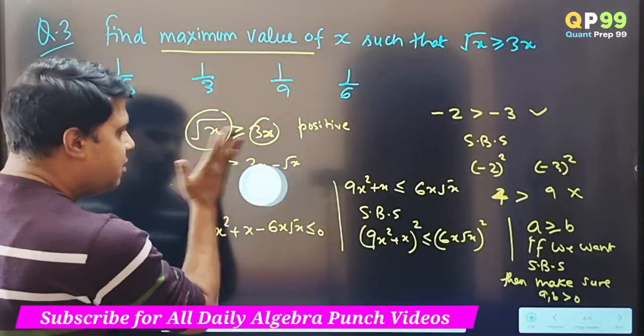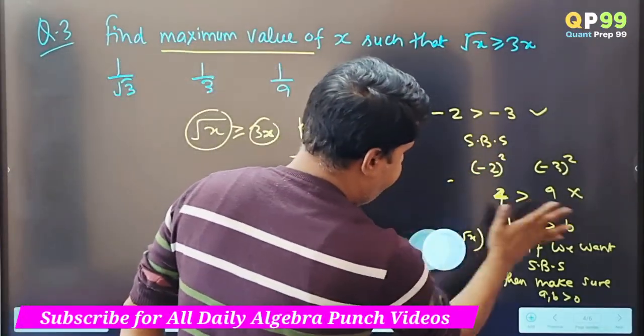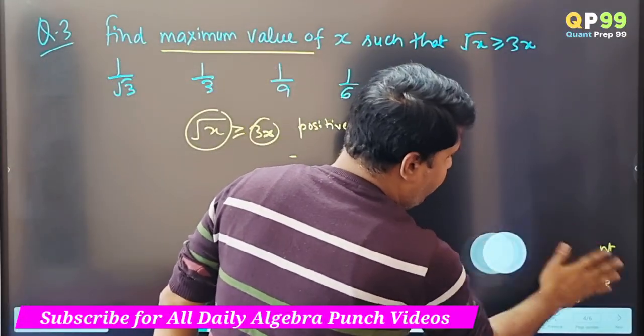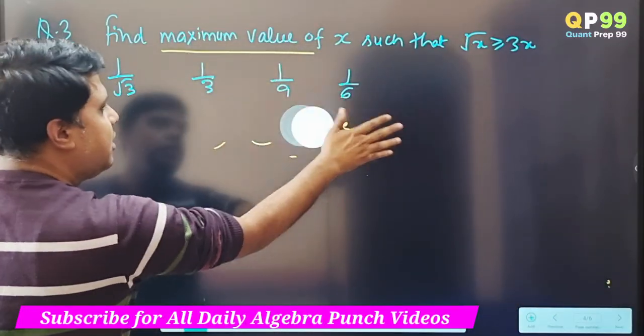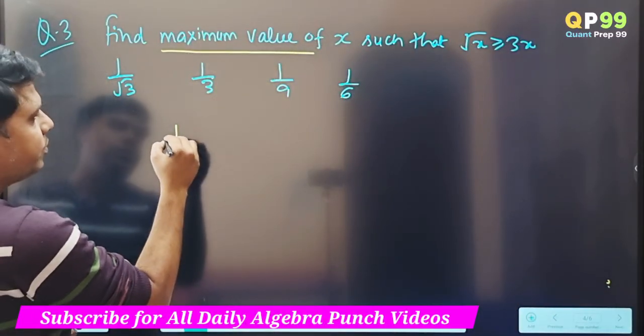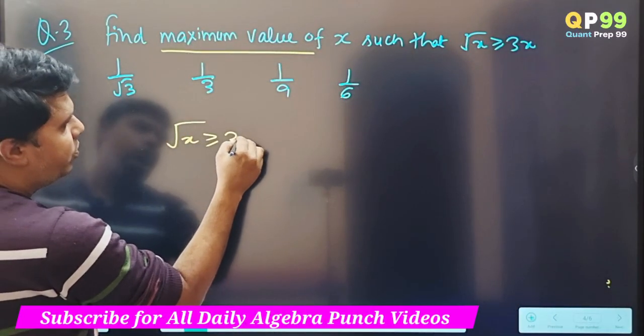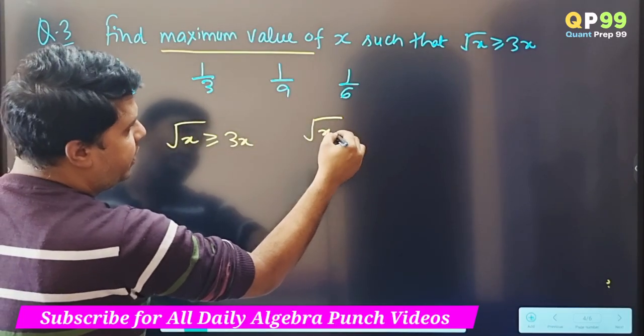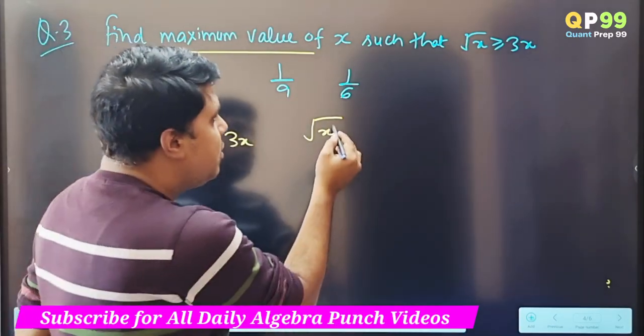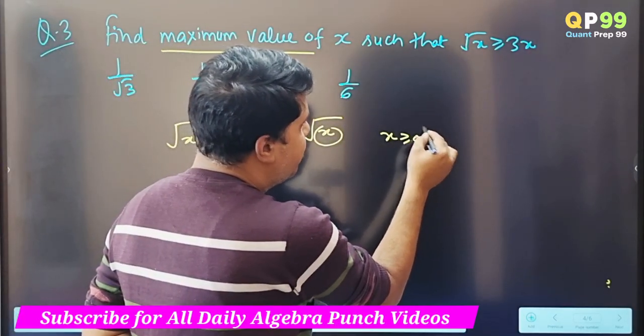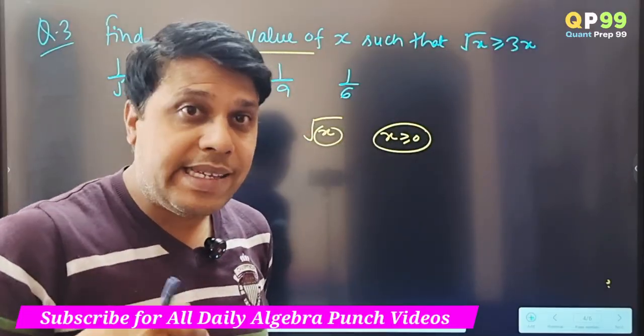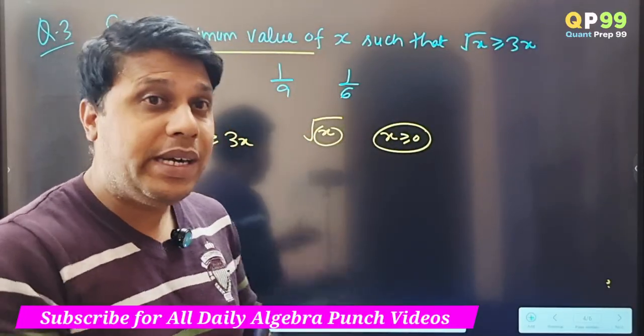So what I can say, if I want to be very sure, then I can say root x is greater than or equal to 3x, and any number which is in the square root, x has to be greater than or equal to 0. So I assume x is greater than or equal to 0, but it is, of course.